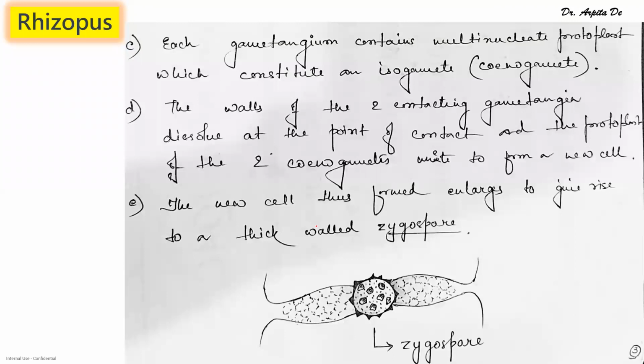See, next, each gametangium contains a multinucleate protoplast because wall formation hasn't taken place, which constitutes an isogamete. Fine. It constitutes an isogamete. Iso means similar. Isogamete. All right.